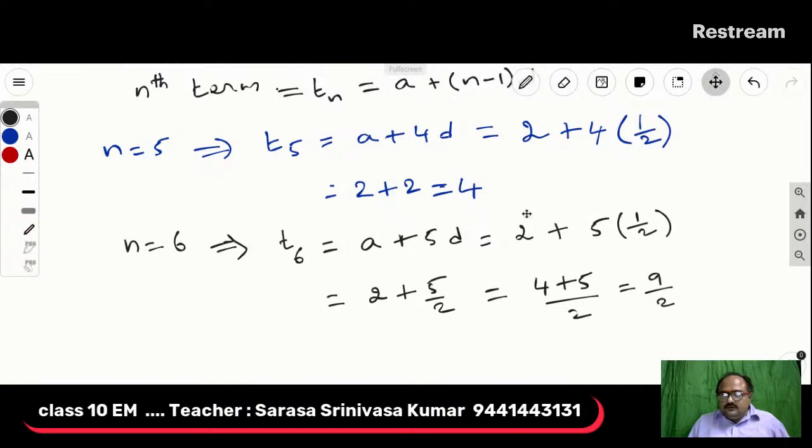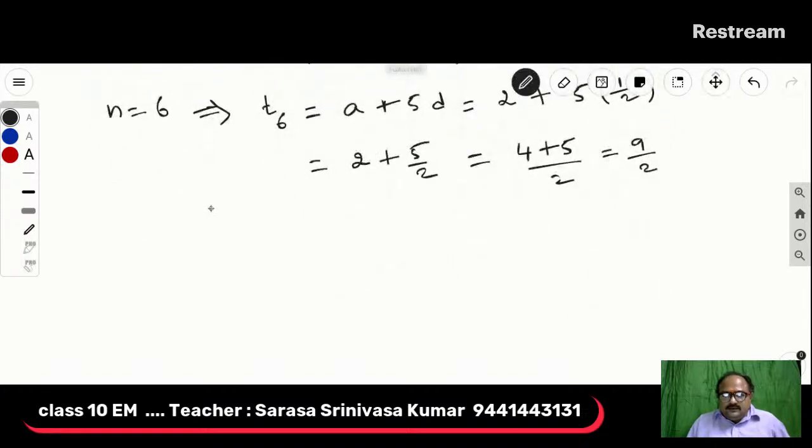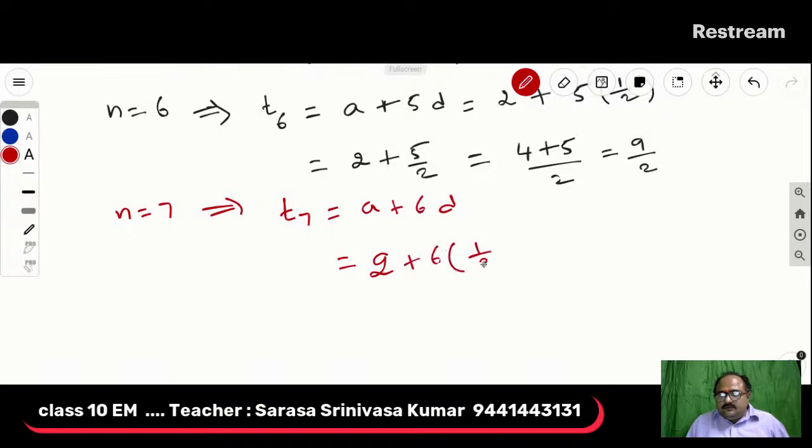Next, we find T7. To find T7, n equal to 7. We write this. T7 equal to a plus 6d. This is equal to a is 2 plus 6 multiplied by common difference is 1 by 2. This is equal to 2 plus 3, that equal to 5.